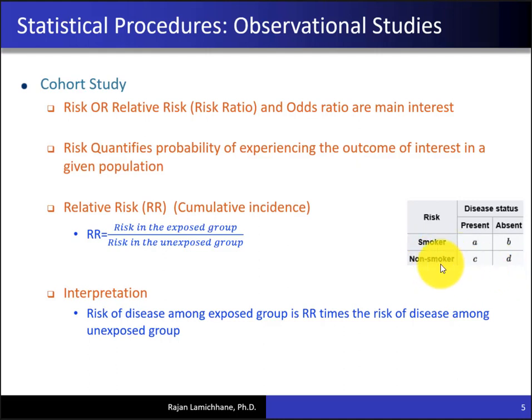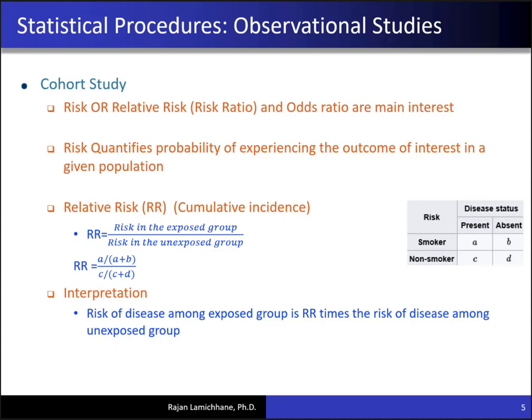Now in this table, what is the risk of developing disease among smokers? Because smoking is an exposure factor, and this is a non-exposure factor. So what is the risk of developing disease among smokers? It is A out of, the denominator will be A plus B. So out of a total of A plus B, A of them develop the disease. And similarly for non-smokers, it is C out of C plus D. So the relative risk is just the ratio of these two risks: the risk of disease among smokers versus the risk of disease among non-smokers.